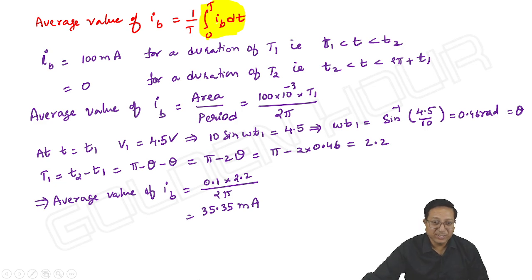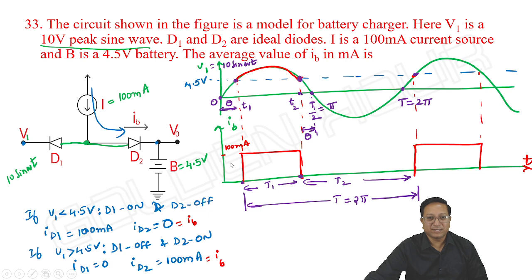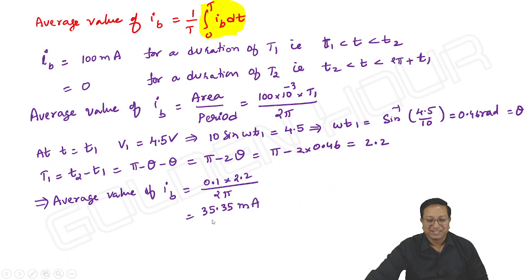Now, the students can try this. Find the average value of the current through D1. Okay. So what might be the answer? Straight away we can take it. It's nothing but, okay, total is 100 milliampere. 100 minus 35.35. Okay, easiest way to write so.